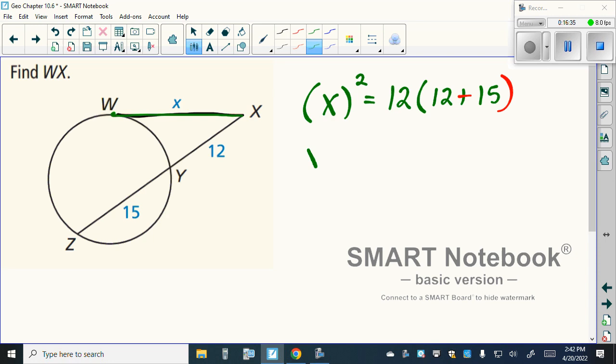So x squared is just going to be x squared, because x times x is going to be x squared. Now, the other side is going to be 12 times 12 plus 15. And 12 plus 15 is 27. Now, our next thing that we're going to do is multiply 12 and 27. And if we multiply these two together, we get 324.